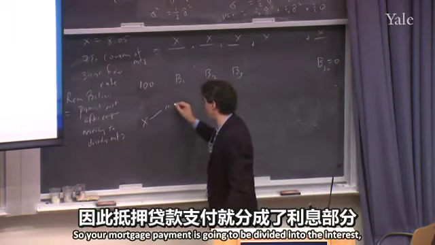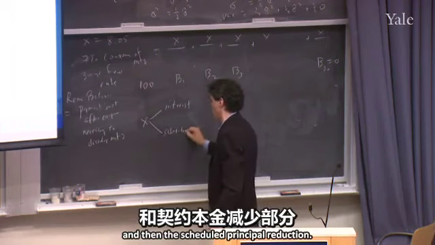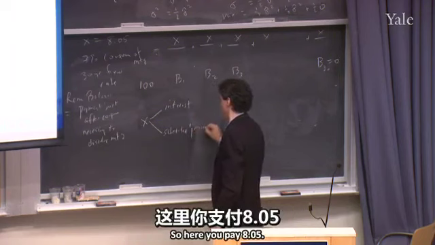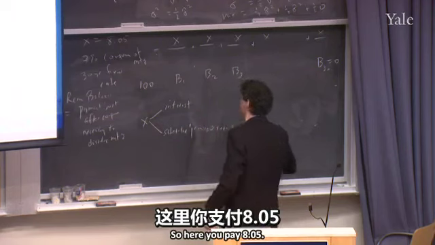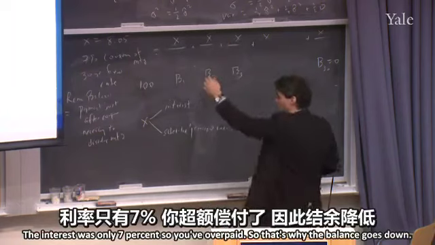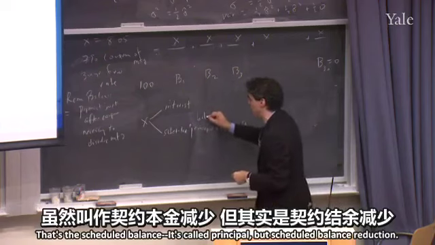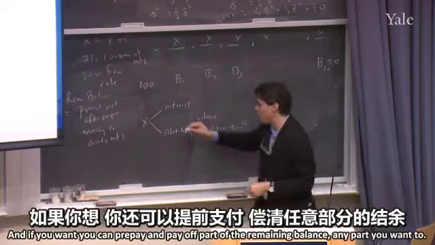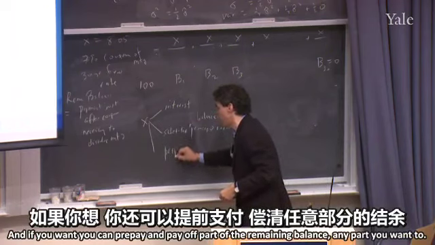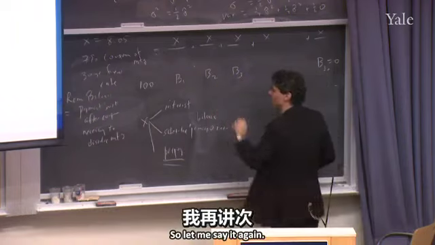So your mortgage payment is going to be divided into the interest, and then the scheduled principal reduction. Here you pay 8.05, the interest was only 7%, so you've overpaid, so that's why the balance goes down. That's the scheduled balance. It's called principal, but scheduled balance reduction. And if you want, you can prepay and pay off part of the remaining balance, any part you want to. So let me say it again.